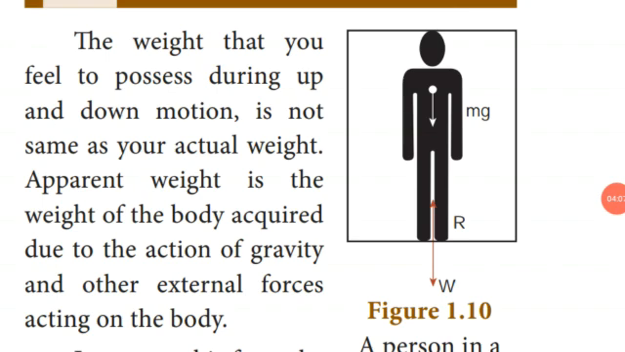See the figure 1.10. A person in a moving lift. Mass of a person is m, who is traveling in lift. Actual weight W of the person is mg. It is acting in the vertically downward direction. R is the reaction force exerted by the lift surface. It is acting in the vertically upward direction. Reaction force R on the person depends on the motion of the lift.